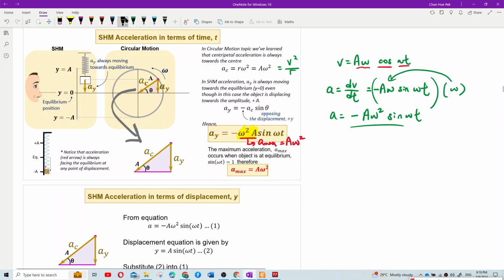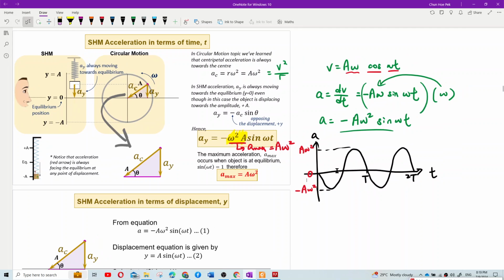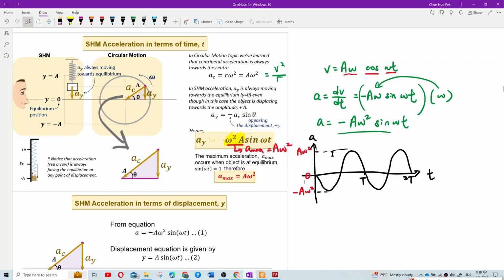If you want to draw the acceleration-time graph, the graph is a negative sine graph. Negative sine means it's like this. So I get period, 2 period, and what is the maximum acceleration? A omega square. Understand, class? For the acceleration graph it is a negative sine graph and the maximum is A omega square.